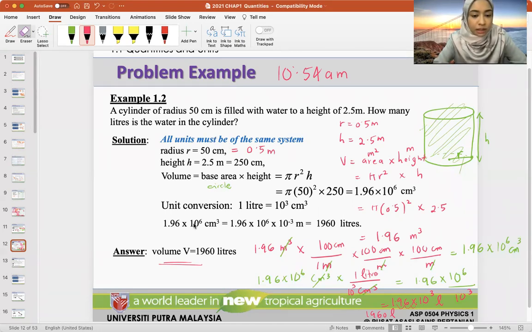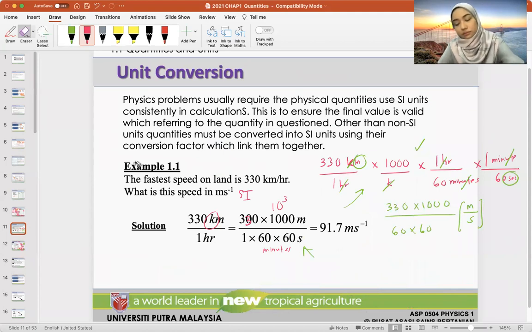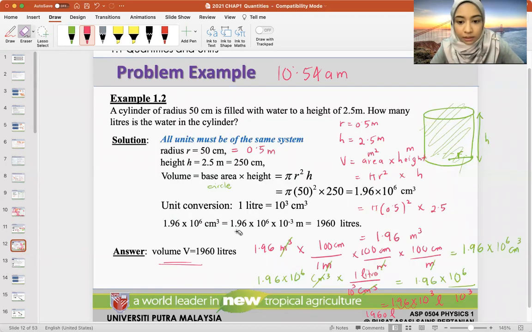Betul, Rosie. Capital M is the prefix, small m is the unit. So, megameter. Betul. Let's go back to the slide from earlier, the one on volume.